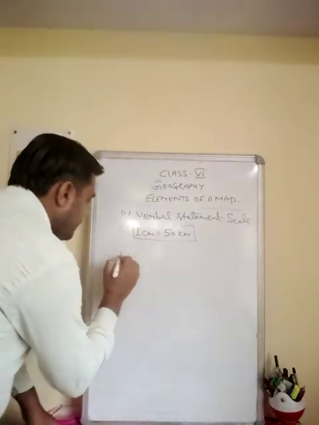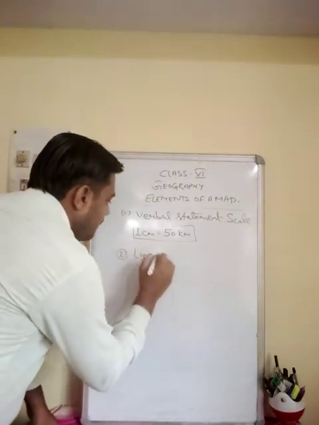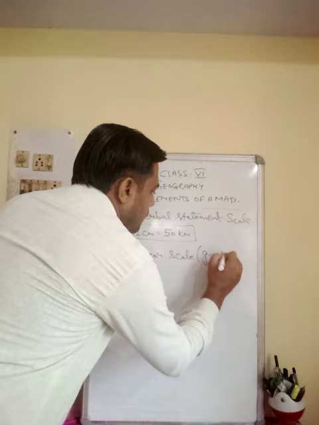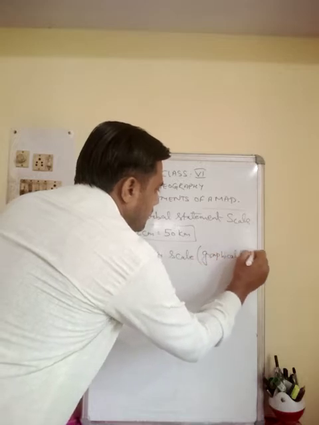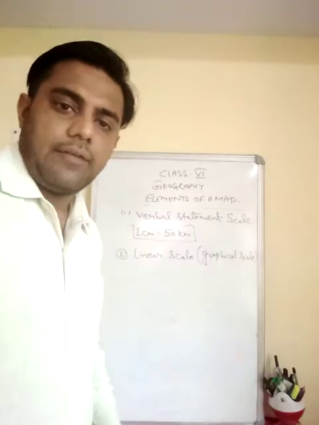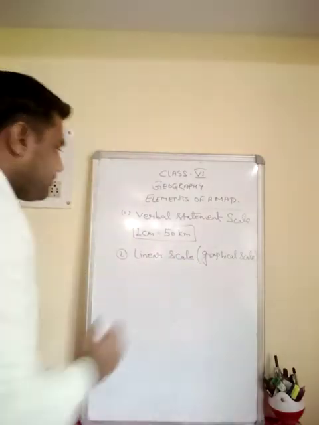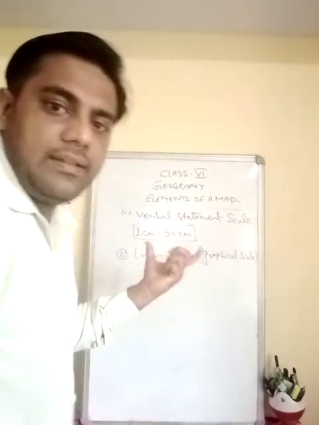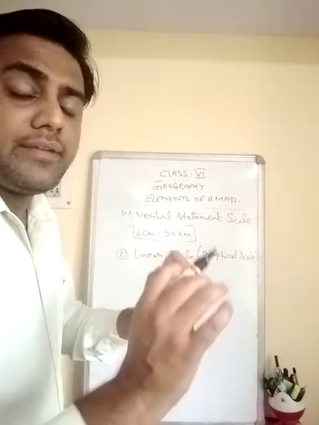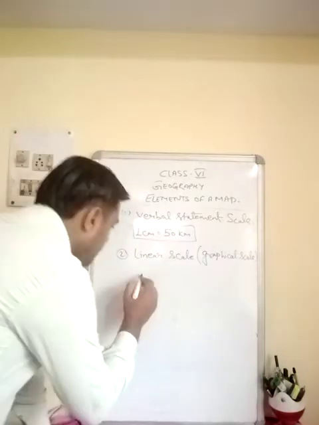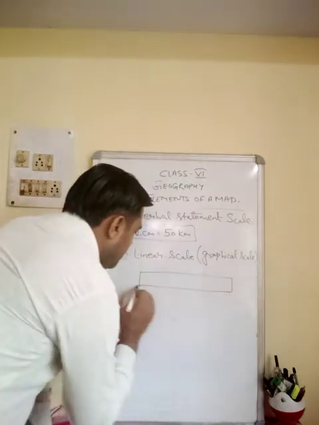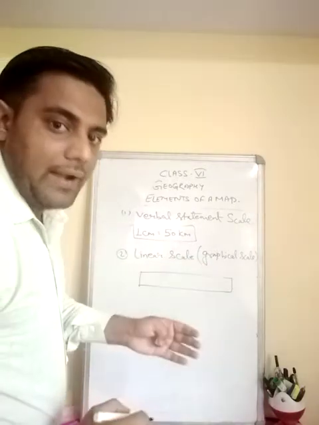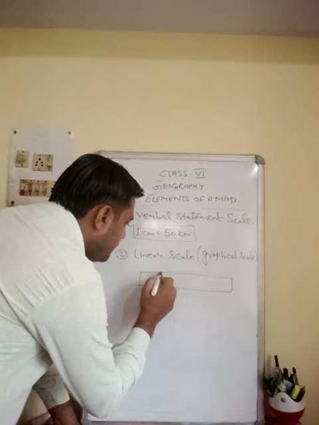Then comes the second one, linear scale. Linear scale, also known as graphical scale. Now you see, dear children, in linear scale or graphical scale, instead of a statement, it will be given in the form of a drawing. What kind of drawing? I'll give you an example. It will be in this type of scale, okay, this type of diagram, which will be divided into parts. Let's suppose this is divided into 5 parts.